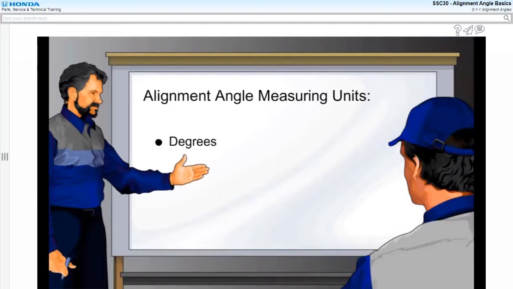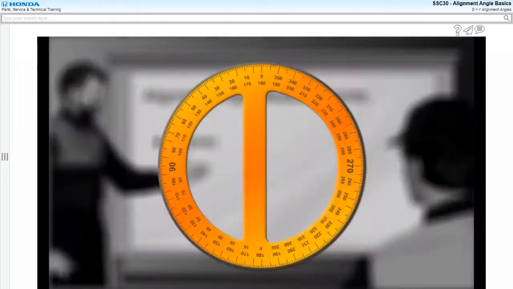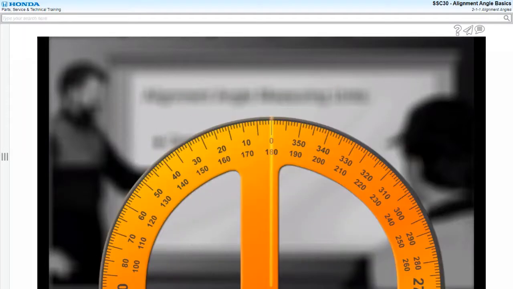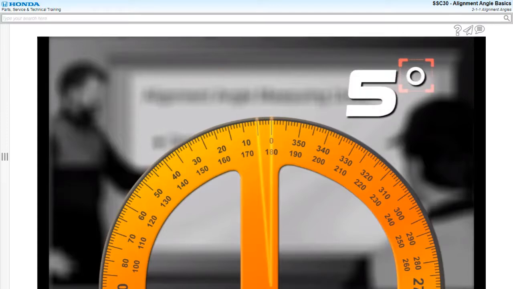The first is degrees. When measuring angles in degrees, think of a protractor with 360 degrees making up a full circle. If we zoom in on the protractor and draw a line at 0, making it the baseline, then draw another line and move it away from 0. Each small mark on the protractor the line passes is 1 degree from the baseline. You can see the symbol for degrees on the screen.